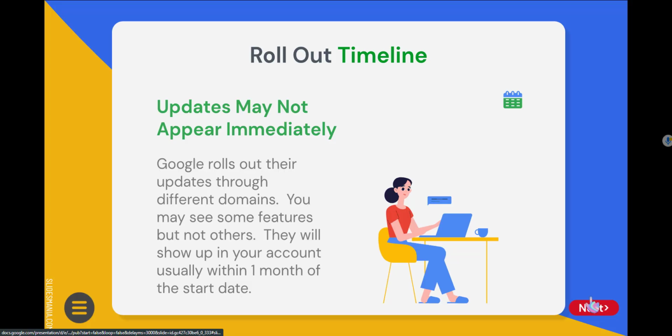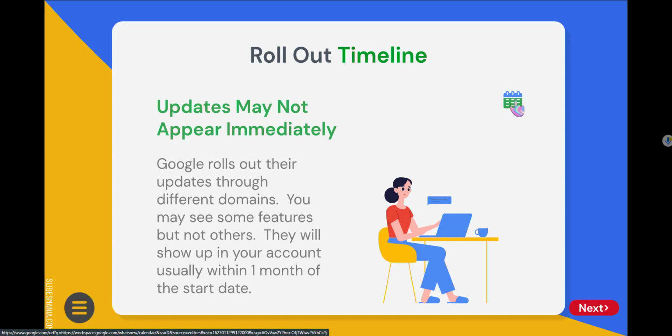So your rollout timeline, this means, when are we going to see these updates? You may read that an update is coming out and it may have already come out to some users, but it may not appear in your user interface just yet. They roll out their updates through different domains. So some people are on fast rollout, some people are on a slow rollout. Just know that they are going to come your way. Usually within a month or so, when they first start rolling them out, they will show up in all domains.